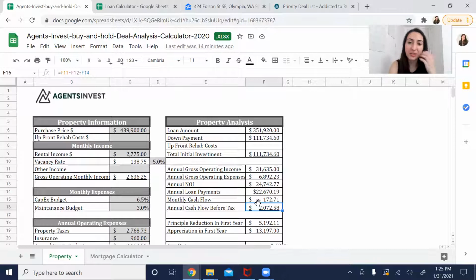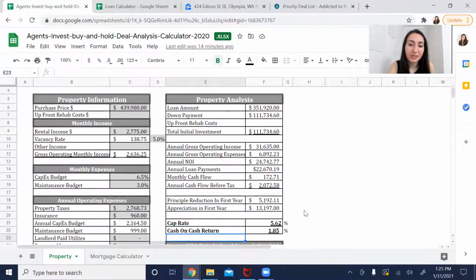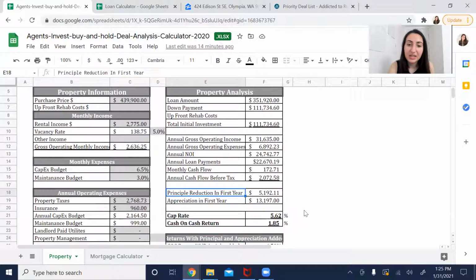And I really recommend you to talk to your tax advisor about the cash flow before tax and what you're gonna do with your tax in the investment property, because there's so many things and they will help you a lot to understand everything that you can do. So talk to your tax advisor. And here you know how much principal you paid and the appreciation that you had.